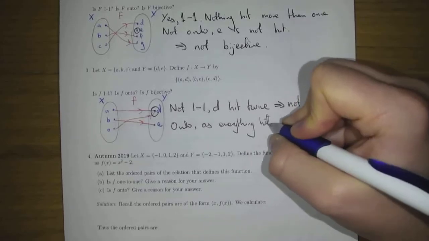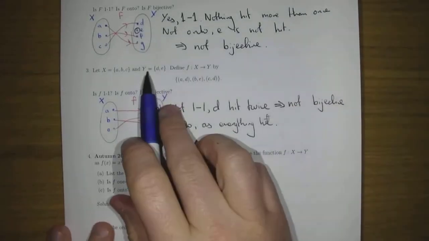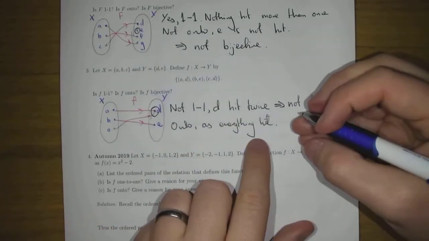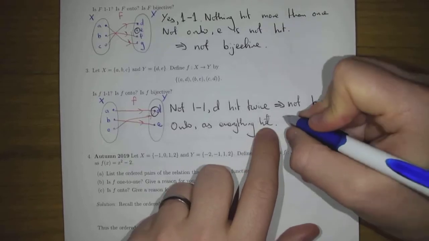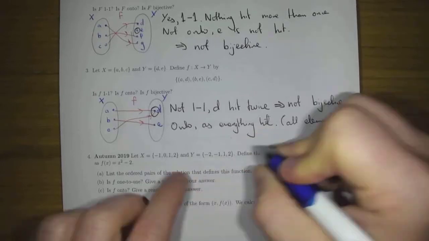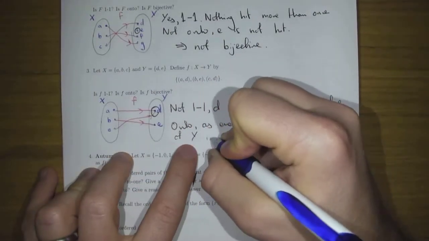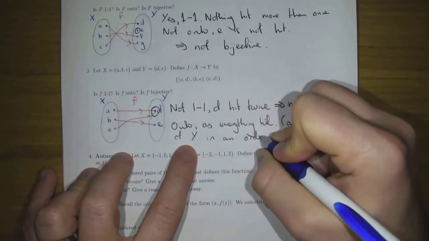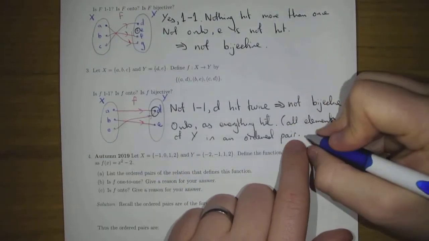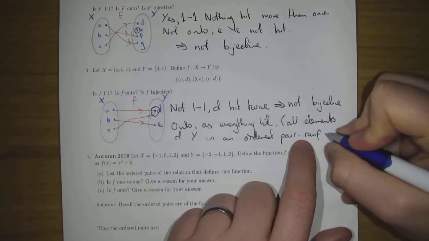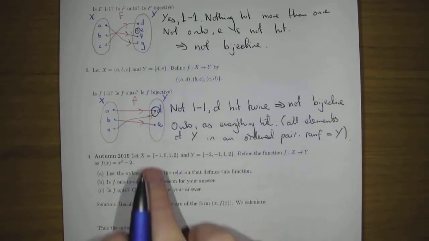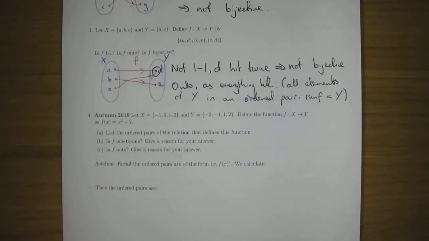So it's the fancier way. There's different things you could say. Every element of Y is contained in an ordered pair. Other ways of saying this: all elements of Y in an ordered pair. And that's a bit messy actually, which is the same as saying everything is hit. And you could actually say the range of F, all the things that are hit, is equal to the codomain. That'd be another way of saying it. I think it's just easy to say everything is hit.